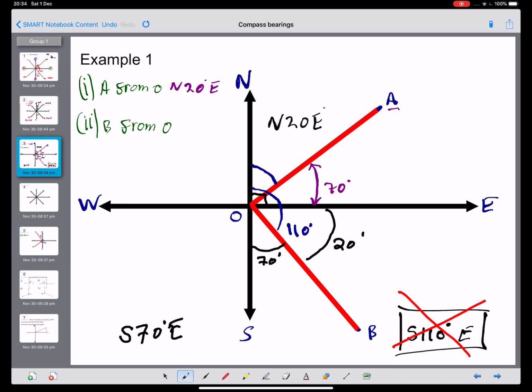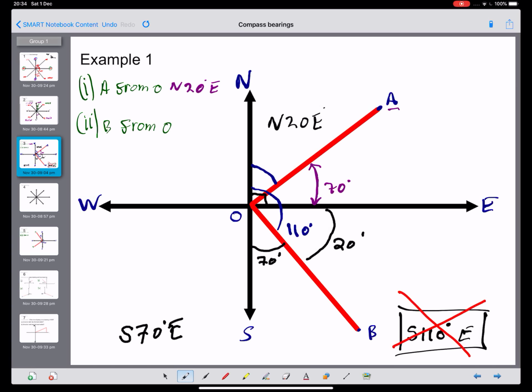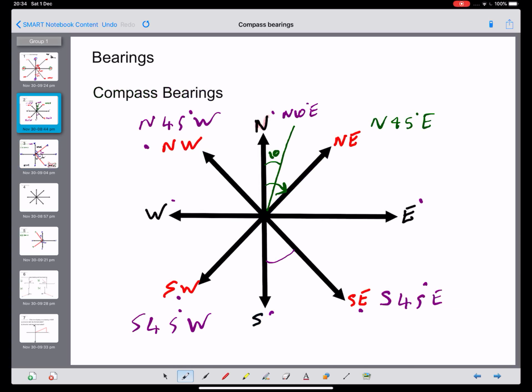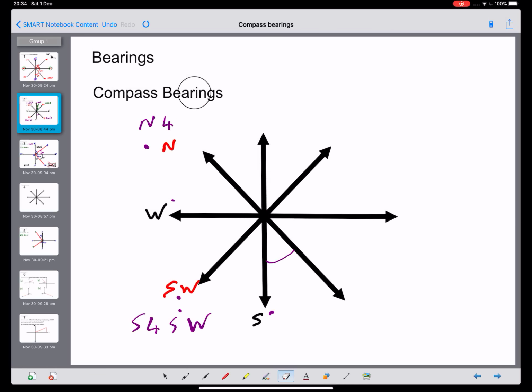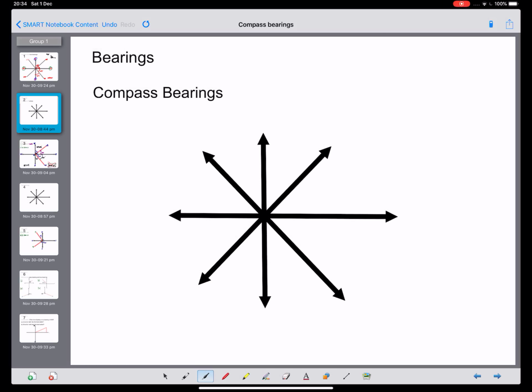Okay, now before we go on to true bearings, I just want to redo each of these and write in the compass bearings. Perhaps you can pause the video and write in all the compass bearings. Now I'm going to give you an example. Let's consider the compass bearing of west.